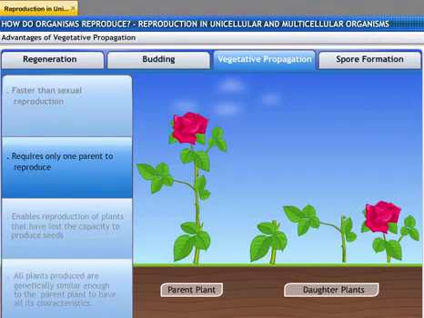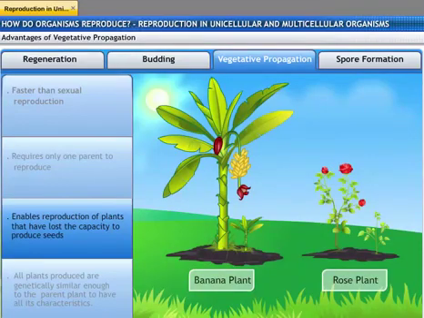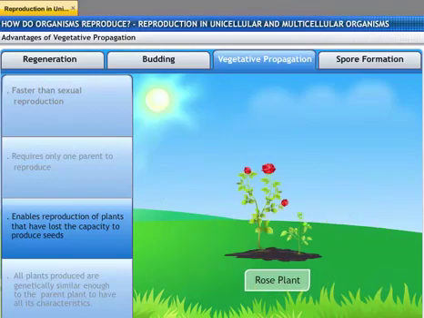Good observation. But there's more. Let's figure out what the other advantages can be. Remember, plants like bananas and roses have lost the capacity to produce seeds. Vegetative propagation helps in reproduction of such plants.